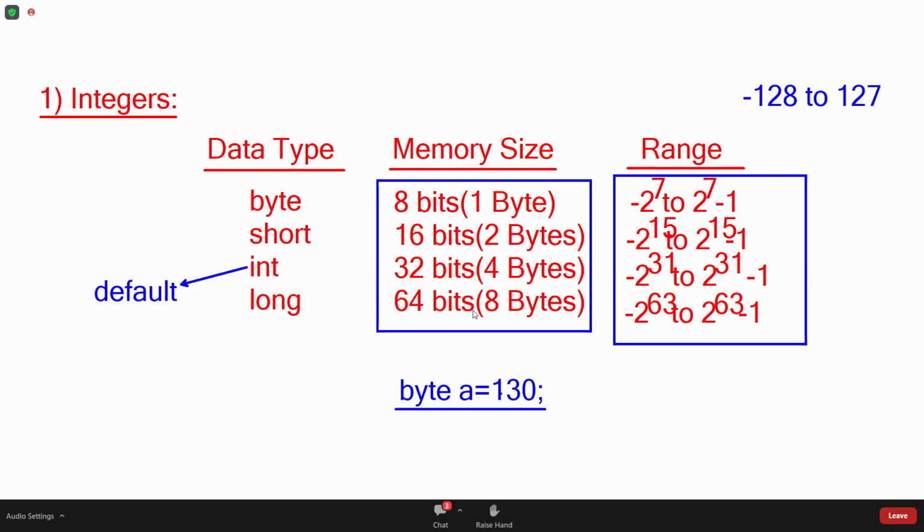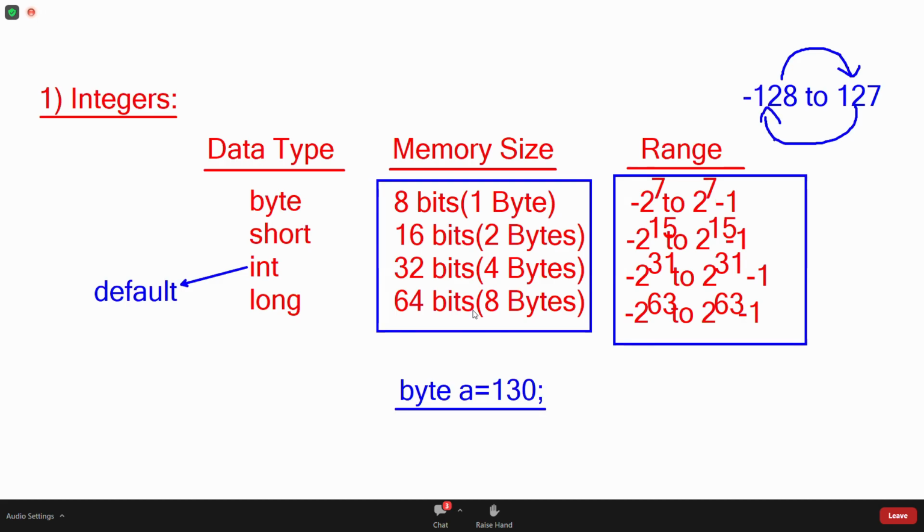Whenever you compile the program, the Java compiler knows that range. It will check whether it is within the range or out of range. If out of range, then immediately it shows an error. That's why no need to remember. But in C language, error will not come. In C language, it will rotate, like it will rotate like this. In C language, not in Java.